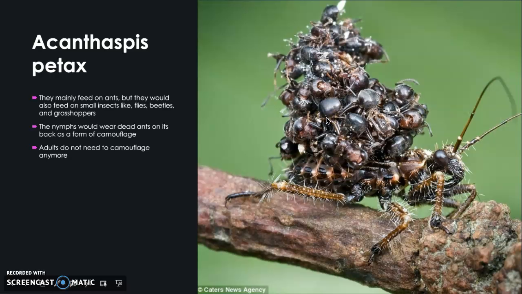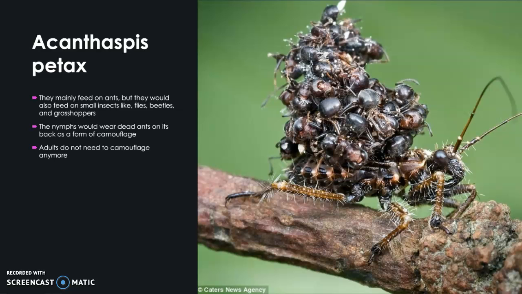Okay, so finally, this one looks freaky. This is not the adult stage, it's the nymph. But these guys are my favorite assassin bug. This is an assassin bug. They mainly feed on ants, but they would feed on small insects like flies, beetles, and grasshoppers. And usually they'll wear these dead carcasses on their back for camouflage.